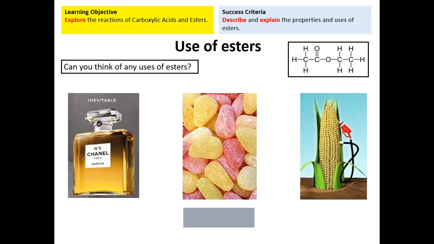Now they've got 3 main uses. So this is why they're so important to us, because they are used in so many things. So we have a look at these pictures. They're used in perfumes. Esters smell nice. When you do this reaction in the lab, it's quite tricky and can be quite dangerous, but obviously you can do it safely. They smell nice.